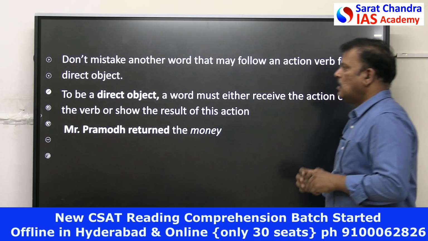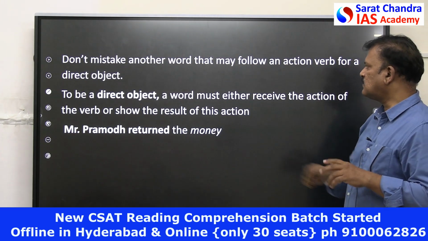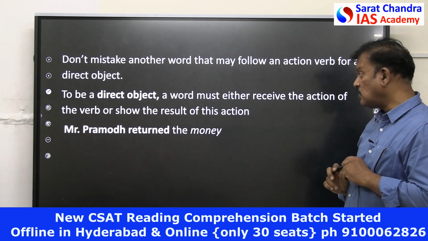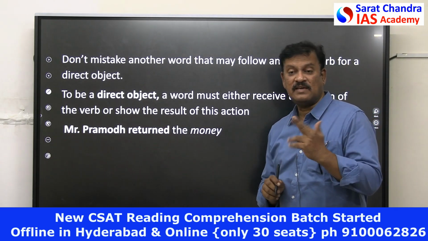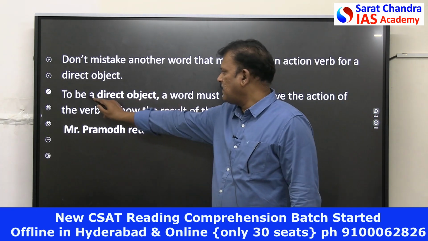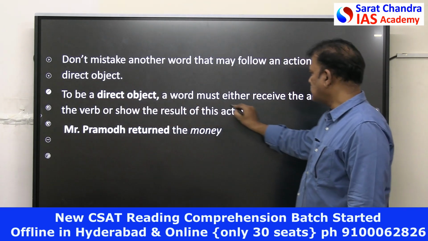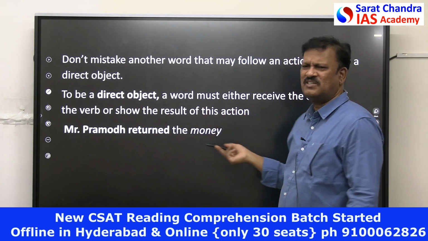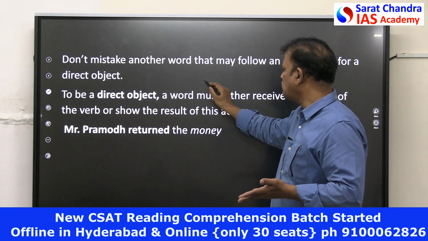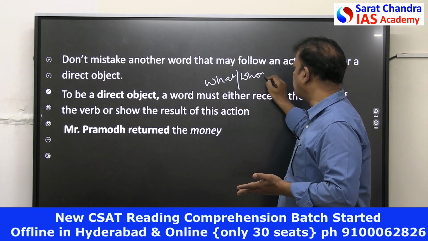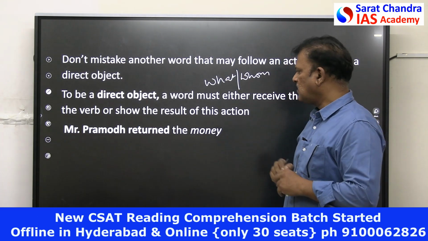Okay. Don't mistake another word that may follow an action verb for a direct object. Already I told you, it can be when, where, why, how also. Anyway, let us see. To be a direct object, a word must either receive the action of the verb or show the result of this action. In other words, straight away I gave you, that should give you the answer for what or whom after the verb. Okay, now where is the verb?